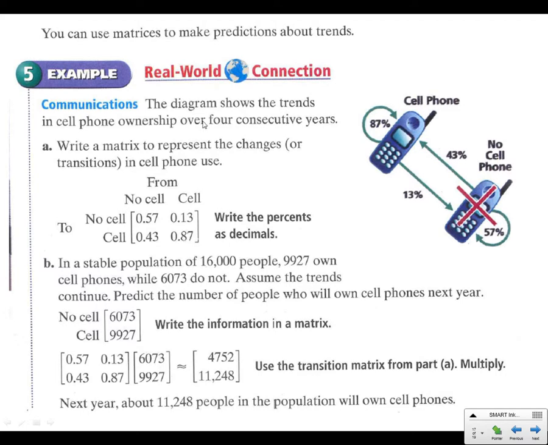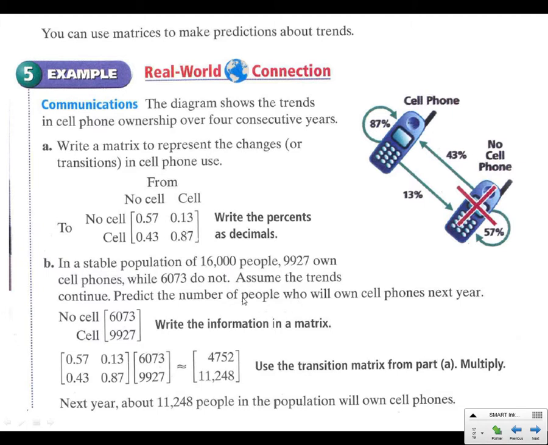All right, and lastly here, let's see how this works in a real-world connection. So of the people that own a cell phone, 87% of them keep their cell phone the next year. Of those people that own a cell phone, 13% of them get rid of their cell phone for the next year. Of the people that don't own a cell phone, 57% stay in that situation. 43% of them get a cell phone. And so we could write that in a matrix here. No cell and no cell, 57%, that's here. Of the people that had no cell, 43 of them go and get a cell phone. And the same thing for the people that had a cell phone here. 87% of them stay, 13% of them change.